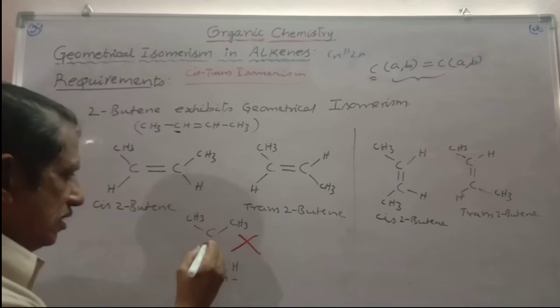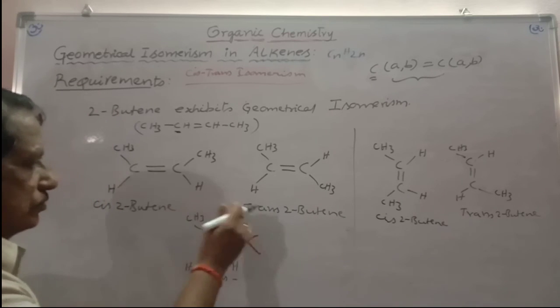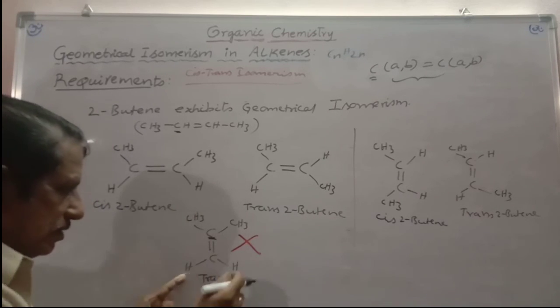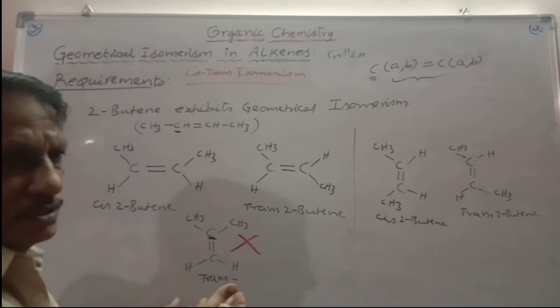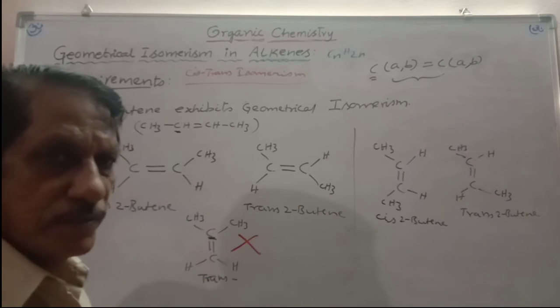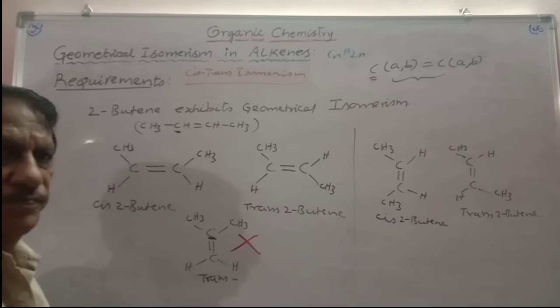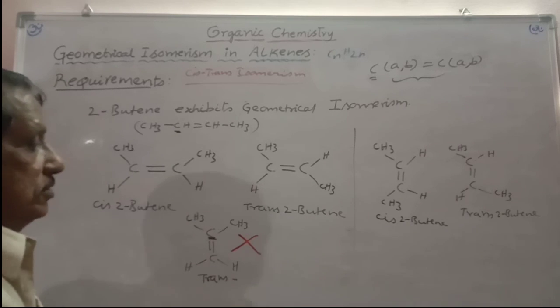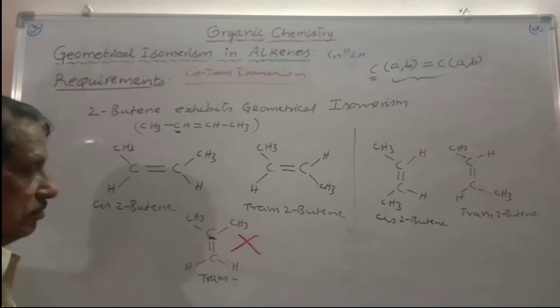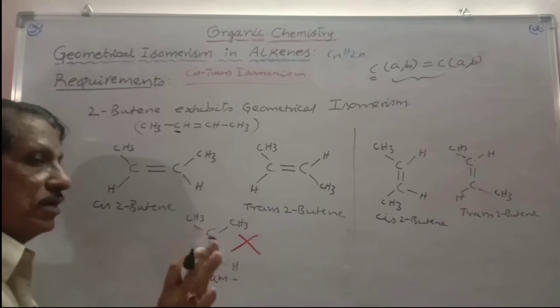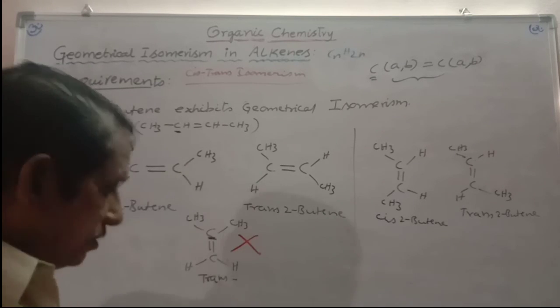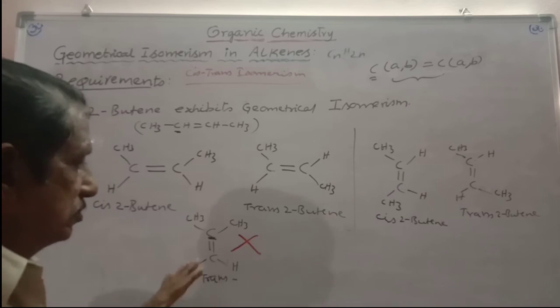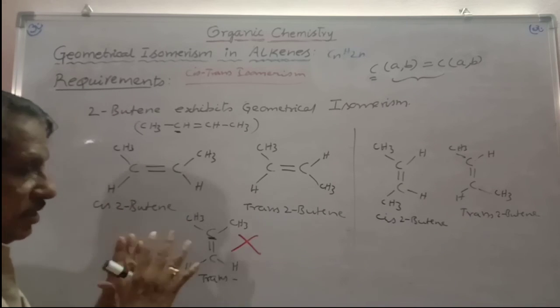Because this is an sp2 carbon carrying two similar groups. This is an sp2 carbon carrying two similar groups. This is nothing but isobutene. That is not trans-2-butene. So, you may be under the wrong impression that this is the trans. Check whether the two groups attached to the sp2 carbon are different or not. This is the way you have to check. Don't be misguided.